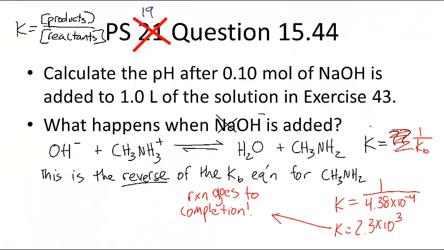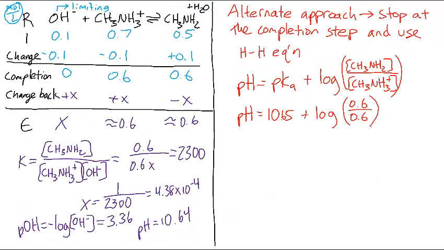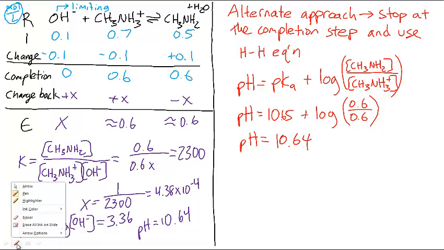Maybe we miscalculated. I said pKa earlier was 10.65. Is it actually 10.64? Not that it makes a big difference. But what is the log of 0.6 over 0.6? All right, what's the log of 1? 0. So we'd get pH equals 10.65 or 10.64. For consistency's sake, I'll change them all to 10.64.